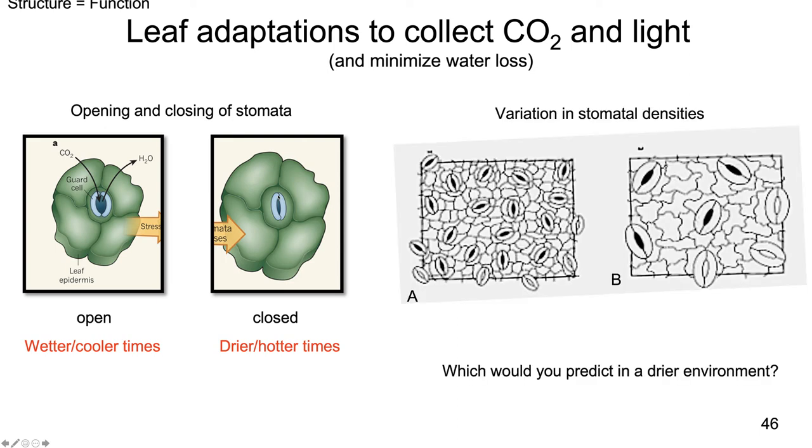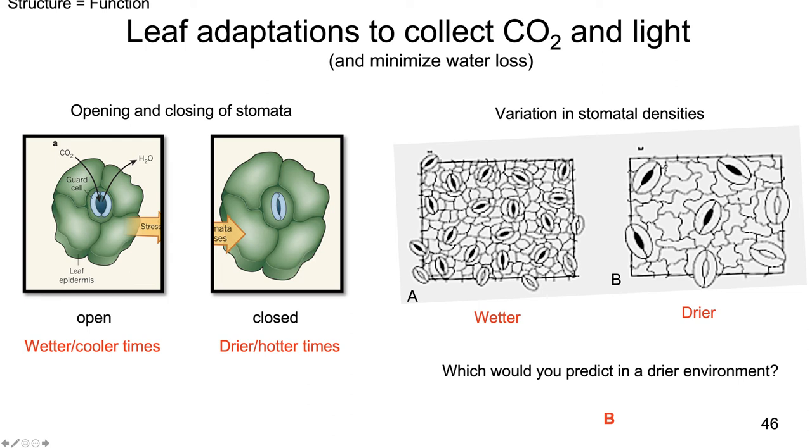The other thing is you can see variation in stomatal densities within different plants and also within different species, such that in some plants you'll have much higher densities of stomata, and in other plants you'll have much lower densities of stomata. So which would you predict in a drier environment, A or B? All right, so if you said B, you are correct. This is what you typically see in a drier environment, lower stomatal densities.